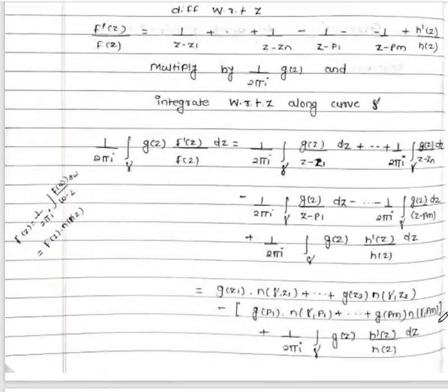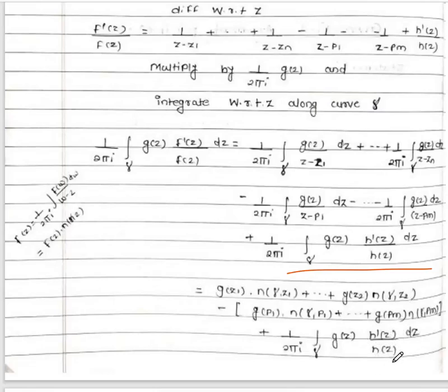Okay, now here we will use the definition of the index of a closed curve. By using the definition of the index of a closed curve, this can be written as g of z1 times eta of gamma, z1, and so on, g of zn times eta of gamma, zn, minus g of p1 times eta of gamma, p1, and so on, g of pm times eta of gamma, pm, and the last term will be as it is: 1 upon 2 pi i integral over gamma g of z h dash of z upon h of z dz.